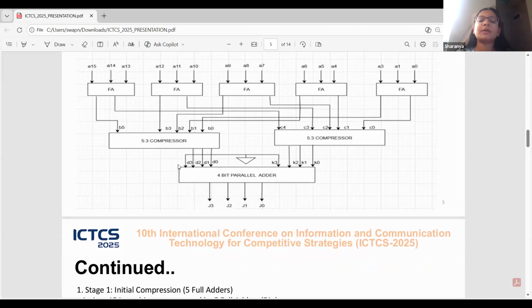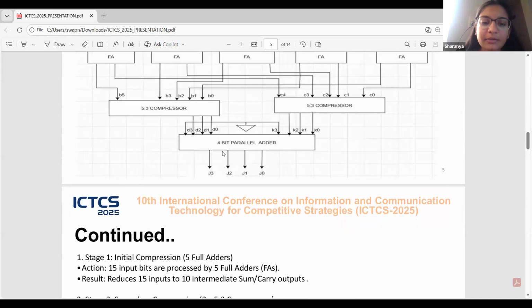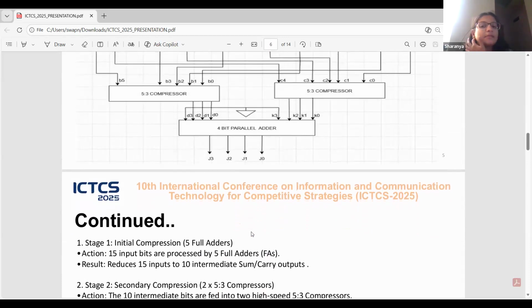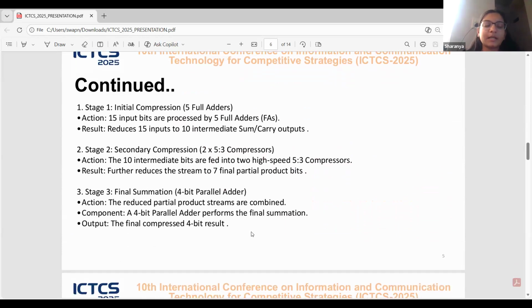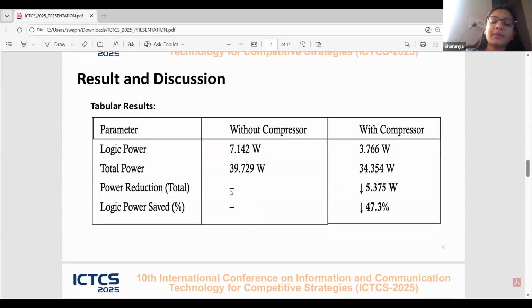This 5 down to 3 compressor produces one sum and two carries, and that is given to the parallel adder. It is short of one bit, so the MSB bits are shorted so that there is no change in the output from the compressor. Then we get 4-bit inputs, and we have designed this for a 16-bit multiplier only. That's the explanation we have given here.